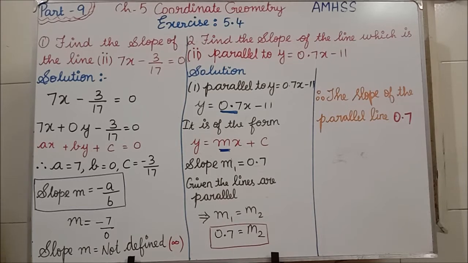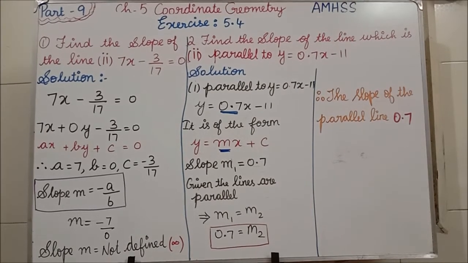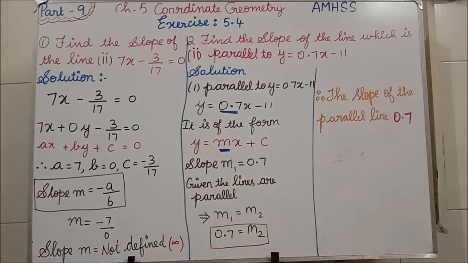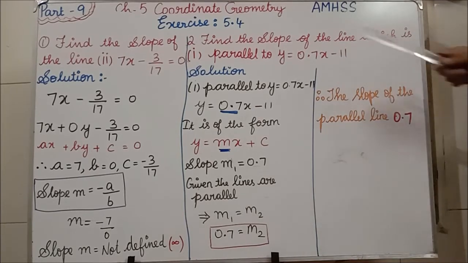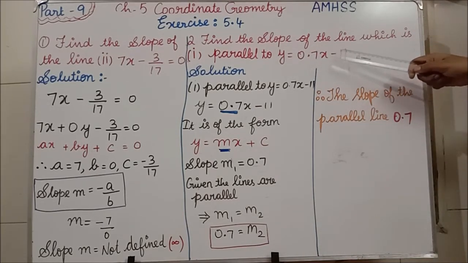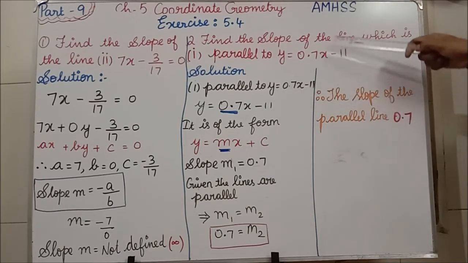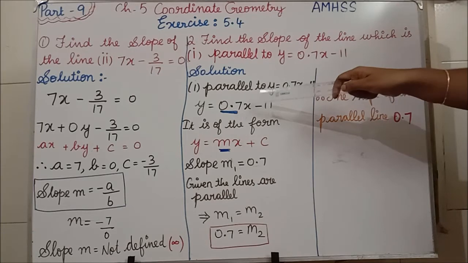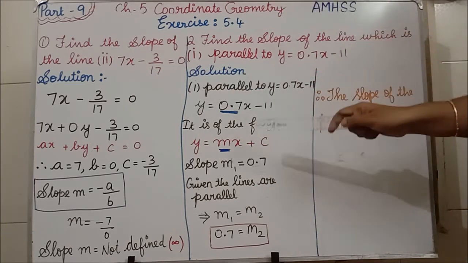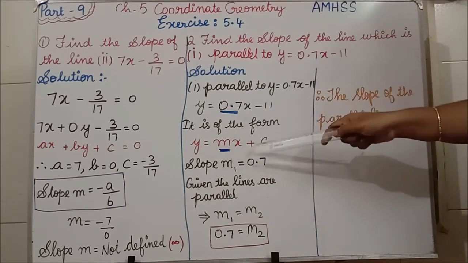Find the slope of the line which is parallel to y equal to 0.7x minus 11. That is our question. What are they asking? Find the slope of the line when it is parallel to y equal to 0.7x minus 11. First you write y equal to 0.7x minus 11. What form is this equation in? It is of the form y equal to mx plus c.